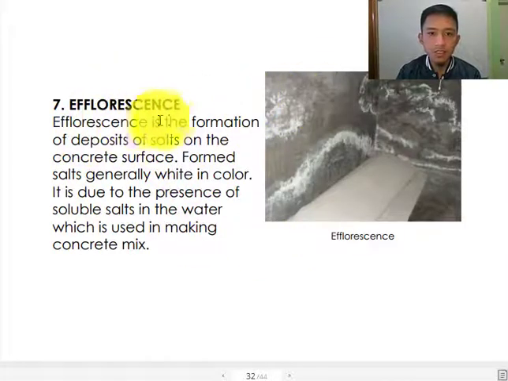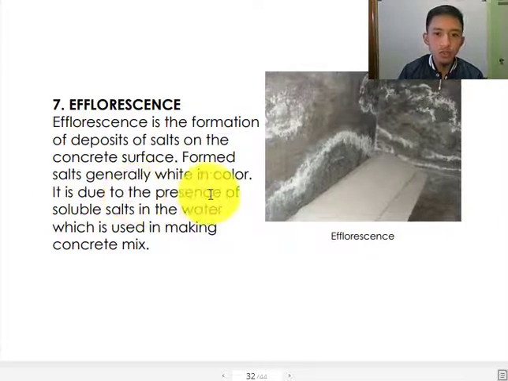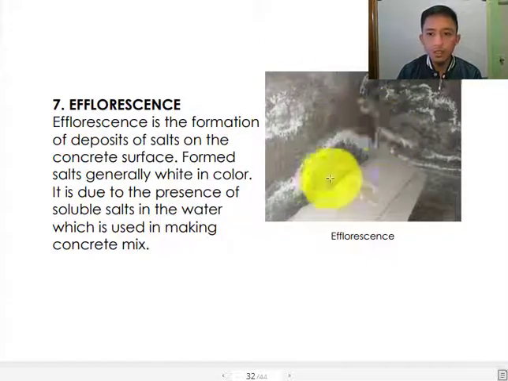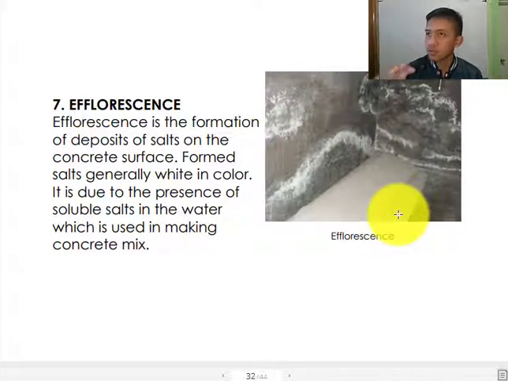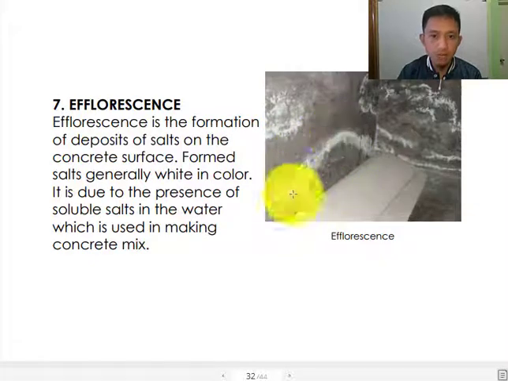Efflorescence. Efflorescence is the formation of deposits of salts on the concrete surface. The formed salt is generally white in color. It is due to the presence of soluble salts in the water used in making concrete. So this is the problem in using salty water, or water from the ocean, which of course is salty. This is the effect: the salt material will actually leach outside and go to the surface.